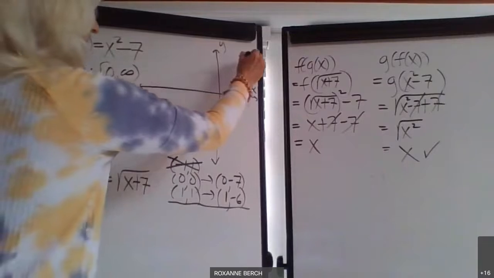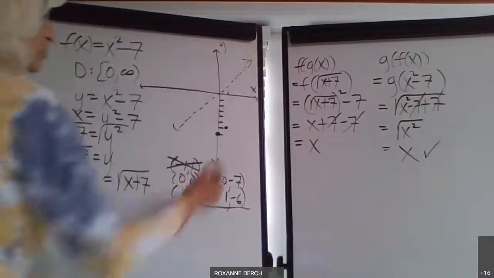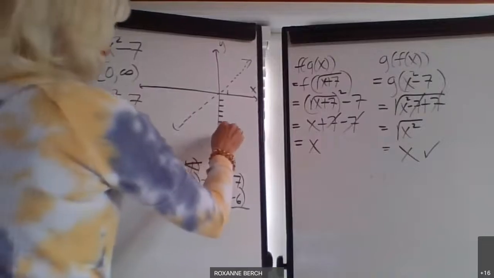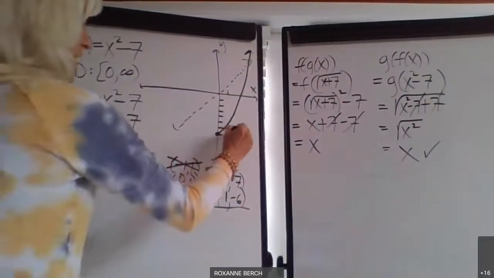And don't forget what we're drawing here. I'm going to draw the identity. You're drawing half of a parabola. So this parabola is going like that. So that's your f of x.